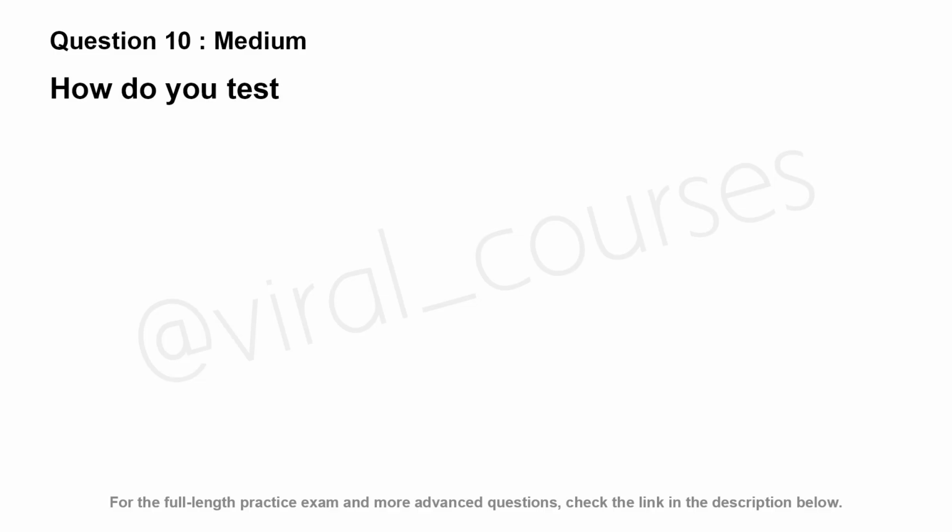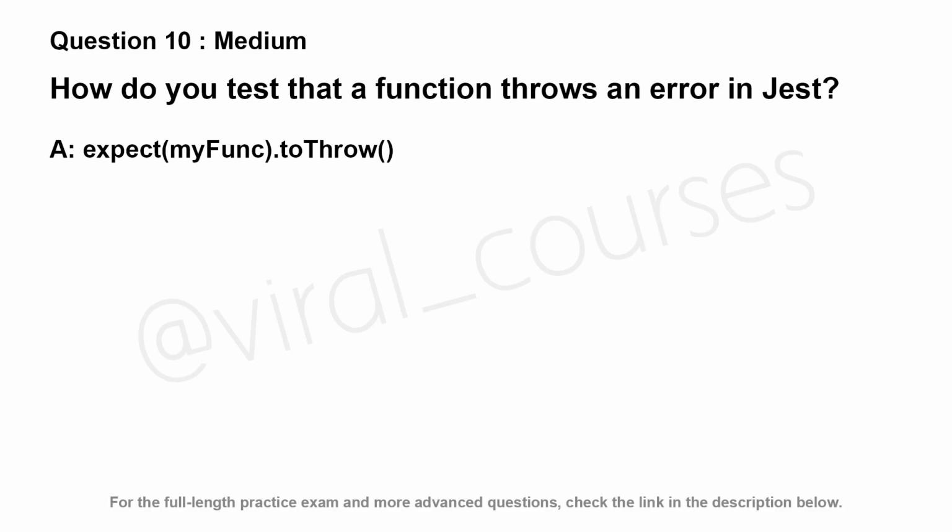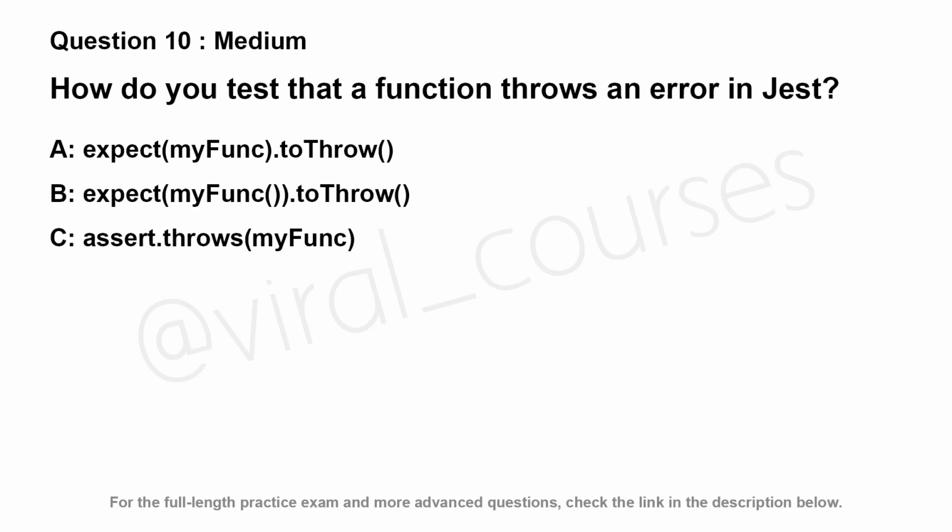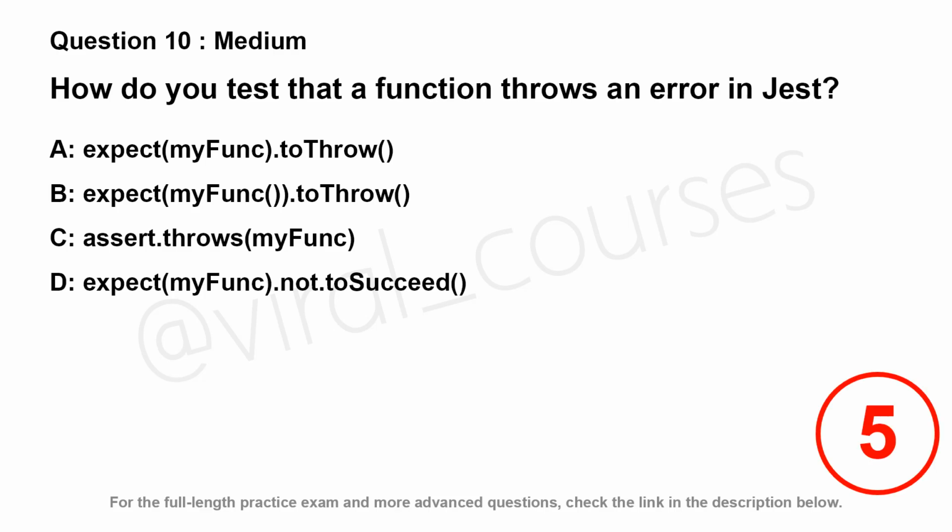How do you test that a function throws an error in Jest? Option A. expect(myFunc).toThrow(). Option B. expect(myFunc()).toThrow(). Option C. assert.throws(myFunc). Option D. expect(myFunc).not.toSucceed().